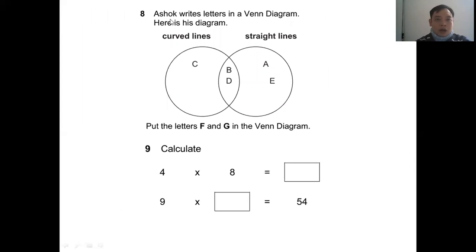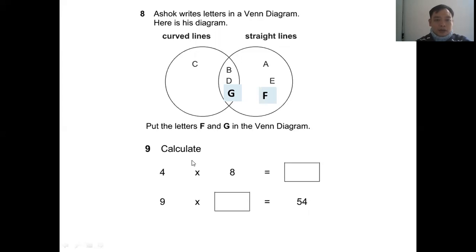Question 8. Ashok writes letters in the Venn diagram. Here is his diagram. Curved line, straight line. So here is a circle. So here is G, because it has a straight line and a curved line, so it is in the intersection of the curved line and the straight line. And you have the F here, because the letter F, can you see, only has straight lines, so it will be here.